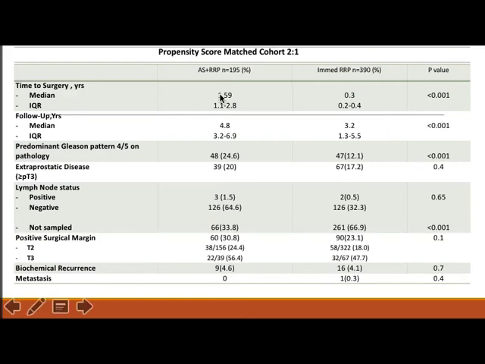The time to surgery, 1.59 years for the active surveillance group versus a third of a year, 4 months, for the immediate group. Average follow-up 4.8 versus 3.2 years. Predominant pattern 4 on pathology, 24% in the active surveillance group versus 12% in the immediate group. And I'll break this down into risk group categories for you.